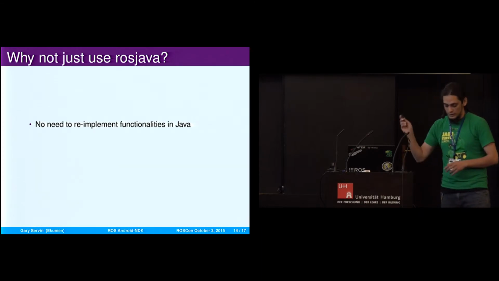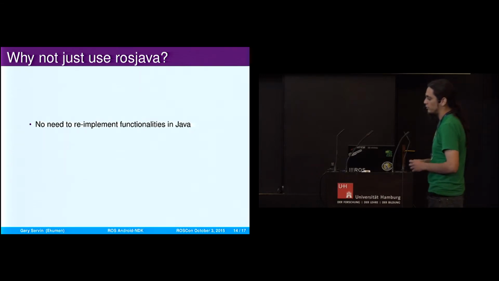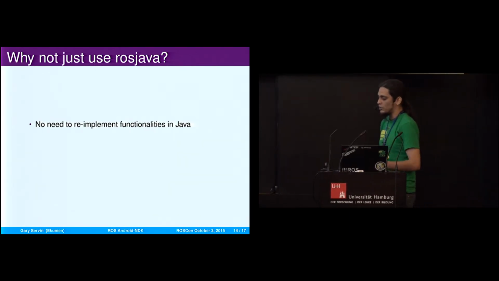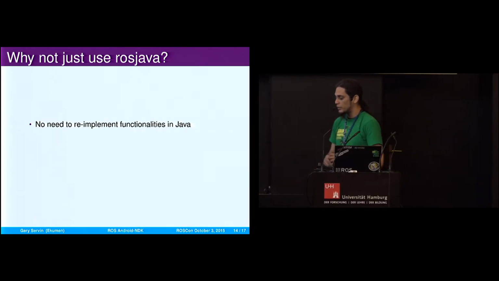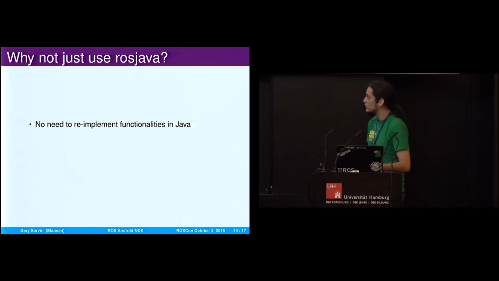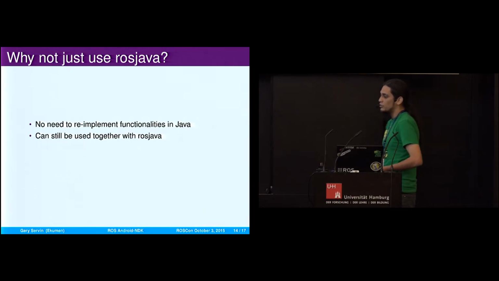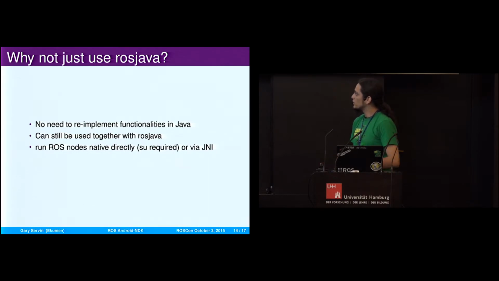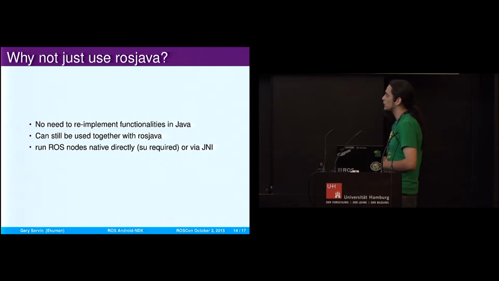ROS Java, as I showed on the previous slide, is a native implementation in Java of the ROS libraries and ROS communications. But we don't have all the power of ROS, the libraries, the navigation stuff. So if we want a pure ROS Java app, we need to re-implement all the functionality. ROS Android NDK can still be used with ROS Java, as I mentioned previously, and we can run ROS nodes natively and directly. We can use move_base or whatever node we want without the need to re-implement anything.